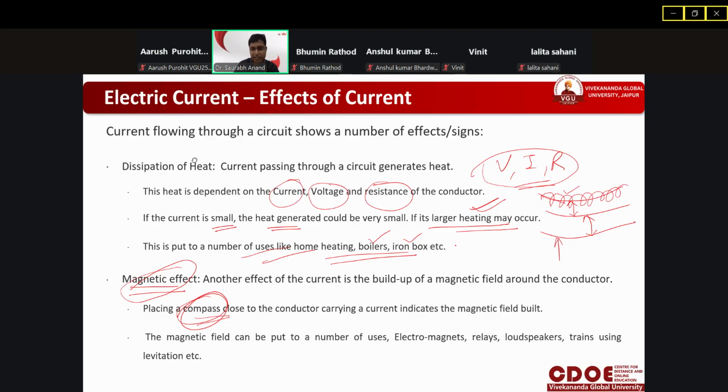So if we shift the compass towards the cable, there will be a needle, and if the needle is fluctuating, if there is deflection, deflection means the movement, then we can say that there is magnetic field around it. So if we place a compass close to the conductor, so this was the conductor, so we are shifting towards the wire, then there will be deflection. If deflection is there, it means it is indicating the magnetic field built around the wire.